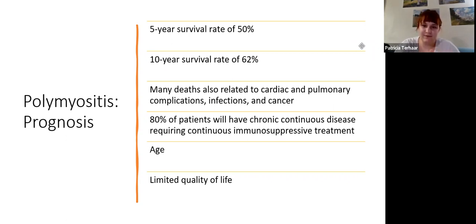80% of patients will have a chronic continuous disease requiring continuous immunosuppressive treatment, which has a lot of implications in terms of the potential nutrient deficiencies that those treatments can cause in a patient. Age is an important predictor as well. Patients older than 64 years have a mortality rate of 47.8% compared to 9.1% for younger patients.